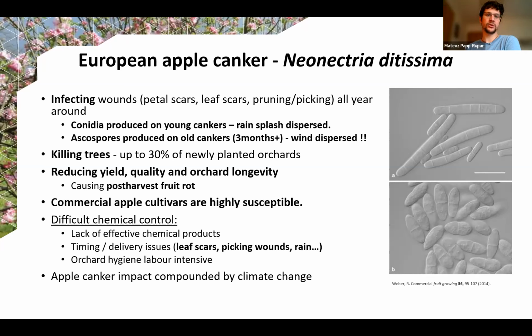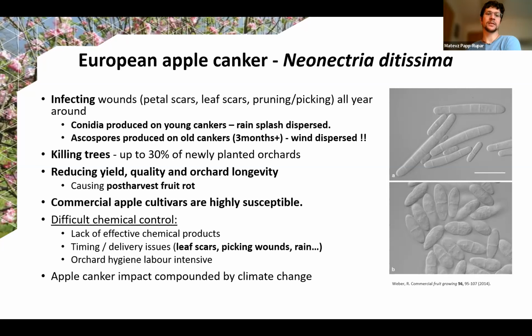You have conidia produced on very young cankers from this year's growth, and they get rain splash dispersed within the tree or between neighboring trees. But the ascospores on the old cankers, like 3 months and older, get wind dispersed from an old orchard to a new orchard. So hygiene is really important, the removal of inoculum, especially in young plantations where, if the canker is on the main stem, you can kill up to 30% of the trees, sometimes in the first 2 or 3 years after the new orchard is planted.